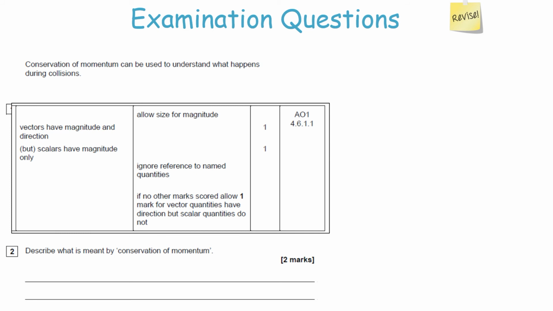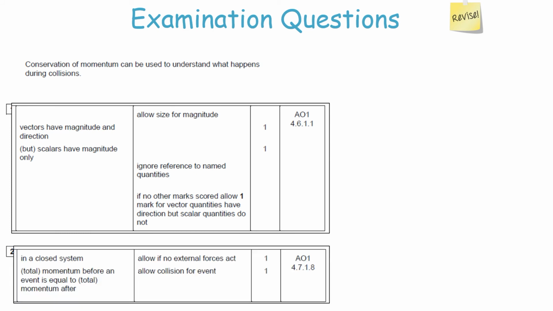Now again, what is meant by the conservation of momentum? So the first thing to note is in the conservation of momentum, the total momentum before is equal to the total momentum after a collision. So before the collision, the total momentum of all the objects involved is equal to the total momentum of all the objects involved after the collision. Well, this is only true in a closed system where no outside forces act on the objects, which is an important caveat to remember when you're doing this definition.